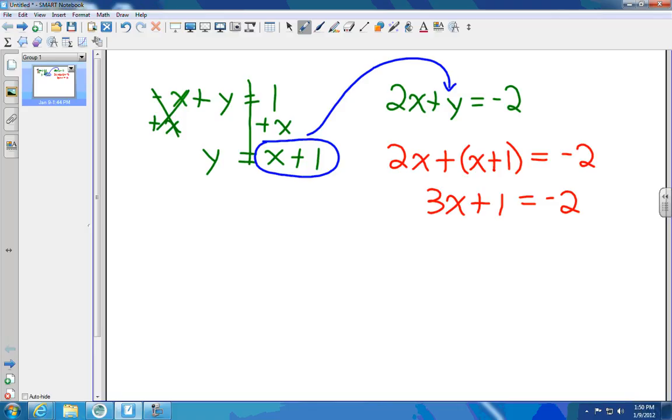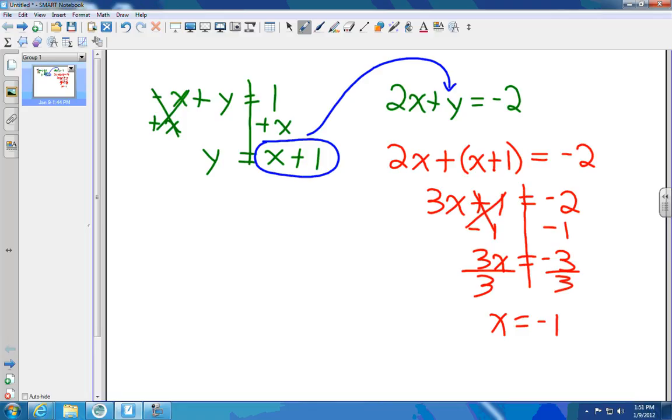Subtract 1. So you can draw your line here again if that helps you. So what's left on the left? 3x equals negative 3. Very good. Divide by 3 on both sides. So x equals negative 1. Very good.